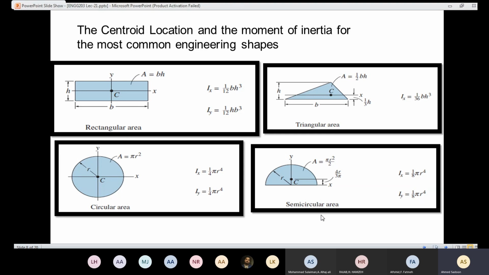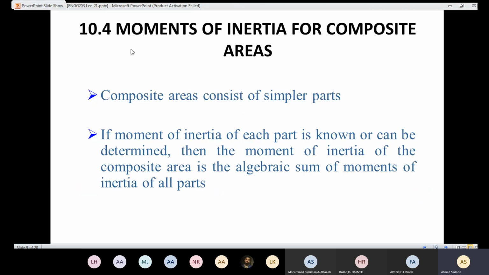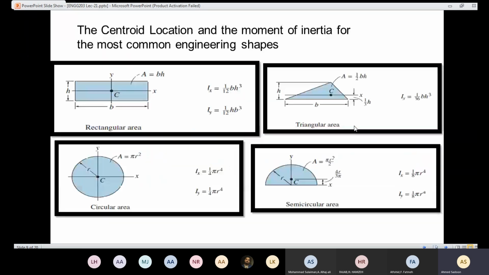Okay, so we are going to talk about the moment of inertia for composite areas. And the composite areas consist of simpler parts, like those ones here. So we need to take advantage of the moment of inertia for the common shapes in order to determine the moment of inertia for composite parts. Okay, so I'm going to stop here.